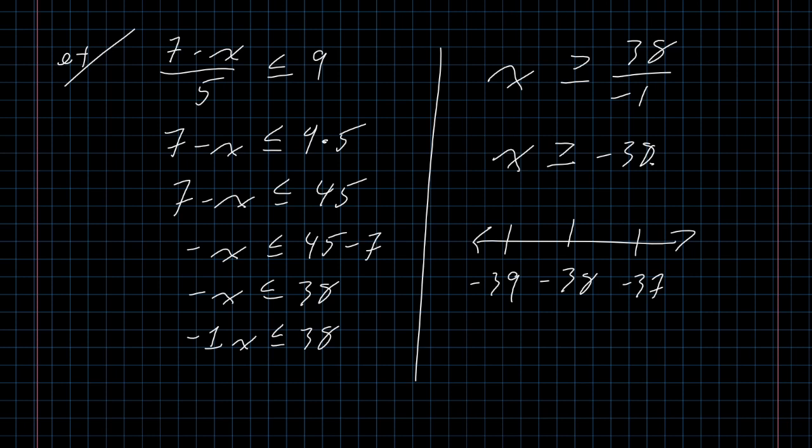We have greater than or equal, which means that we want that square bracket that solidly hits -38. And then we fill in the greater direction, which is over that way.